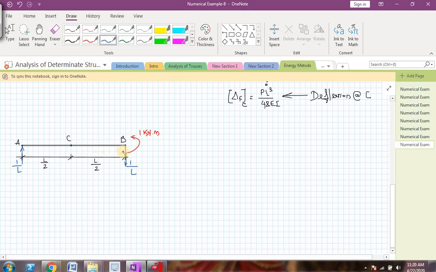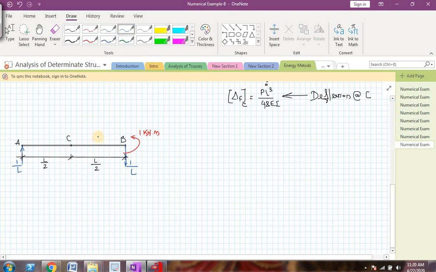Okay, next we'll proceed further. We have applied a 1 kilonewton meter at point B, and we have to find the slope at point B. So next I will try to find the virtual moments in segment CB and segment AC because of the application of this 1 kilonewton meter. Next I will take a section.